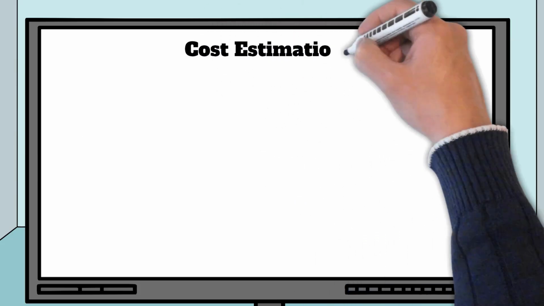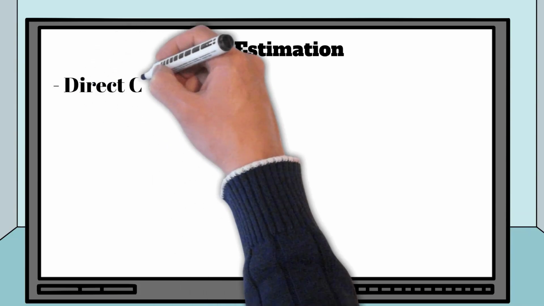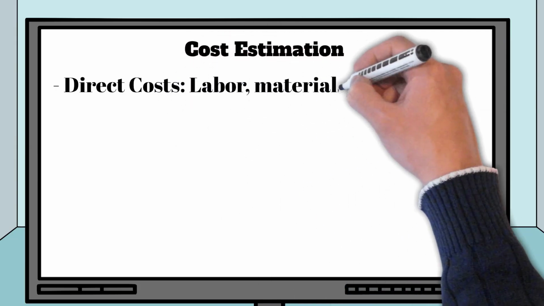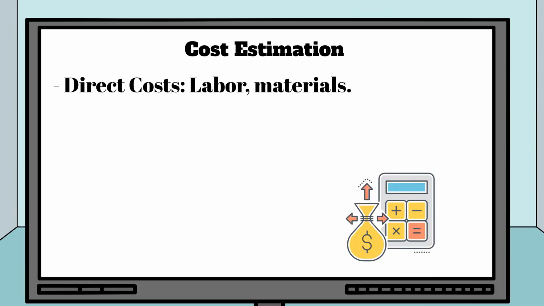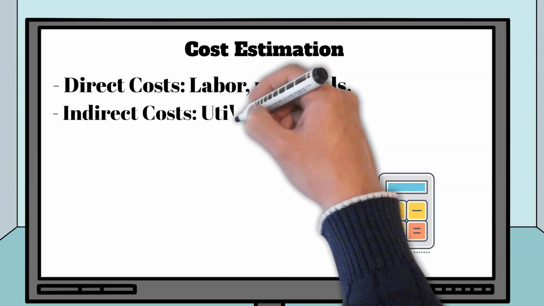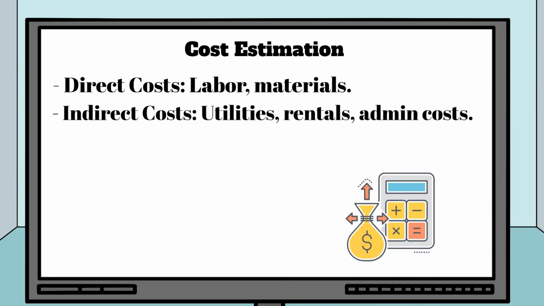Now that you've got your tasks, timelines, and resources in place, it's time to estimate your costs and set your budget. You don't want any surprises at the end of the project. Direct costs. Start with direct costs, like labor and materials. How much will it cost to buy the materials needed for framing or to pay the crew for their time? Indirect costs. Next, think about indirect costs. These could include things like utilities, equipment rentals, or even administrative costs.